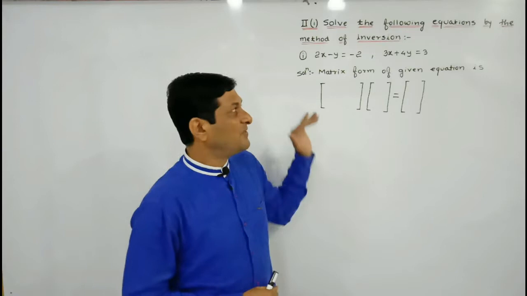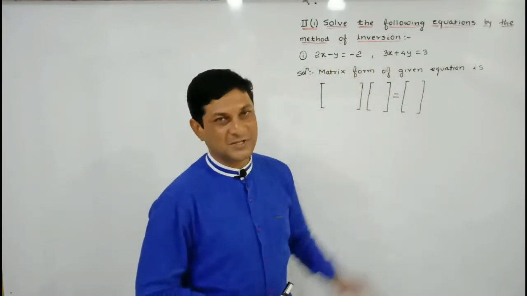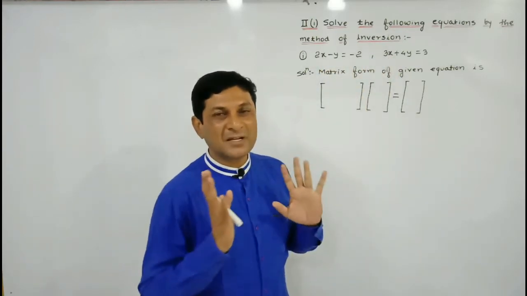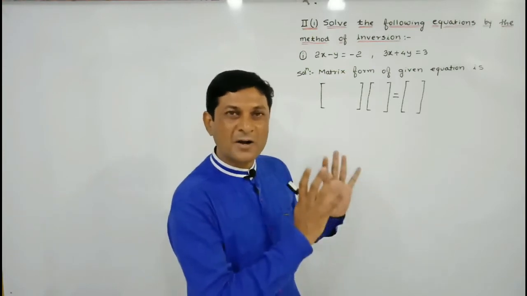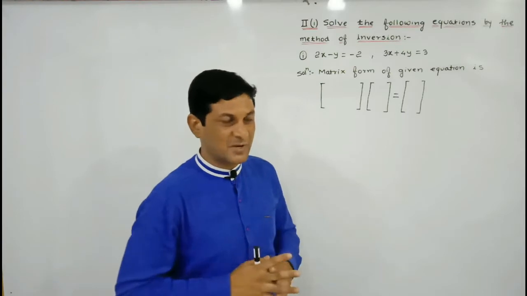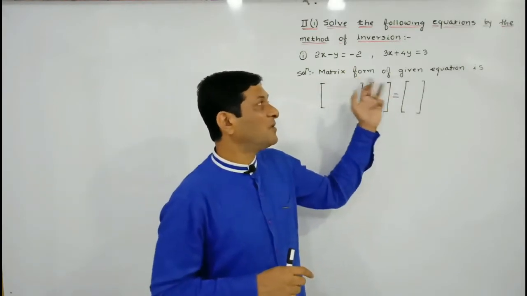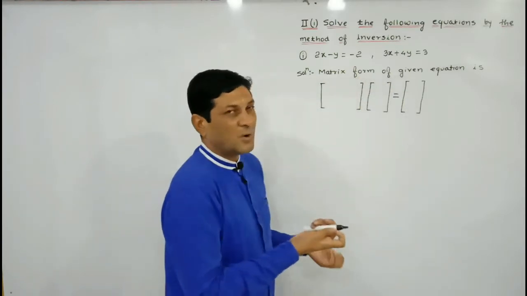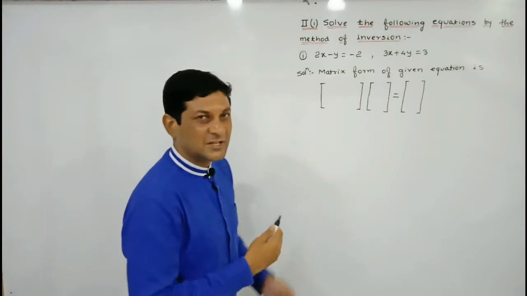So see, in the first example, two equations are given to us. Whenever we are applying the inversion method or reduction method, the first aim is to write down the equation in matrix form. So first we are writing the matrix form of the given equation. We have seen how to represent the given equation in matrix form.